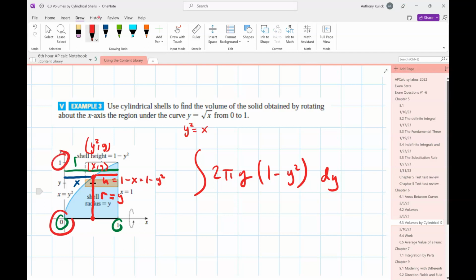What are my bounds of integration going to be? So we're looking at y going from 0 to 1.